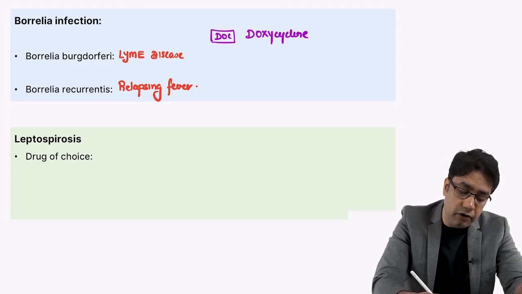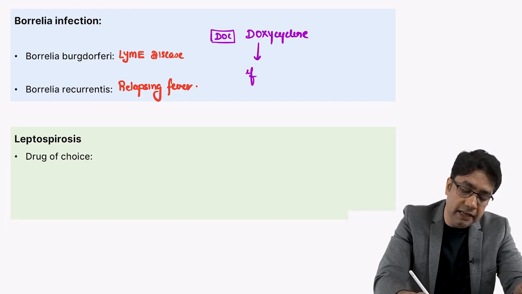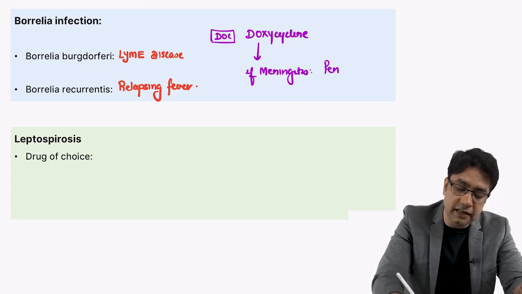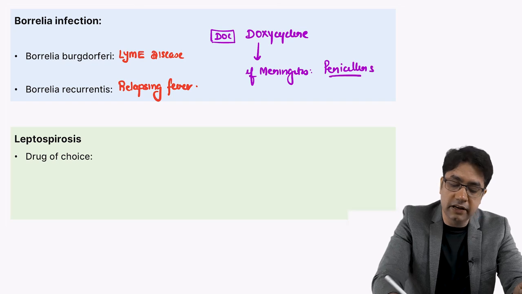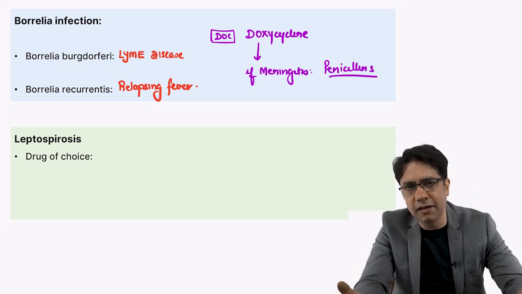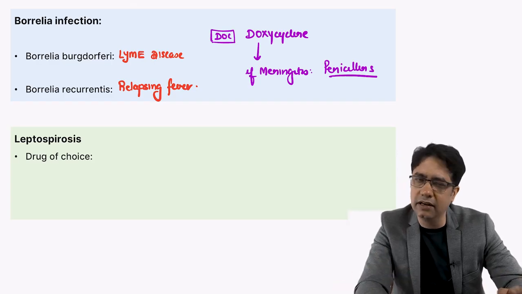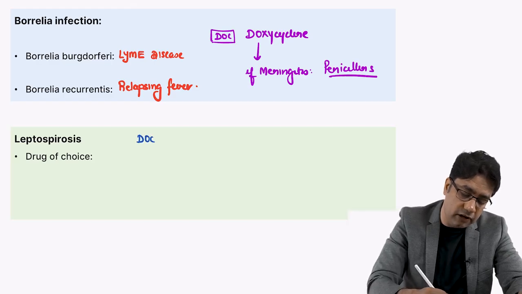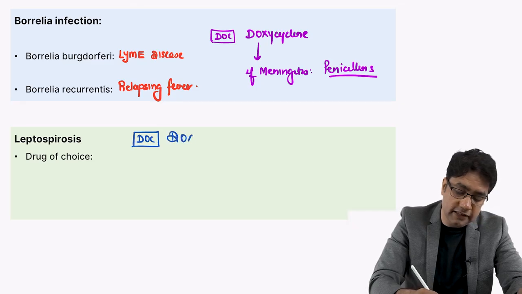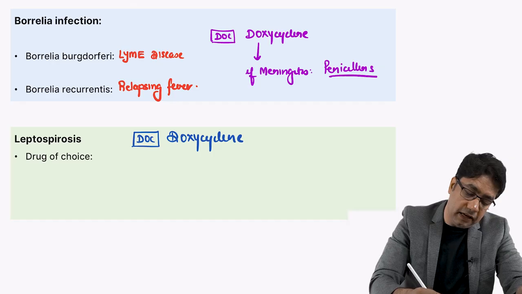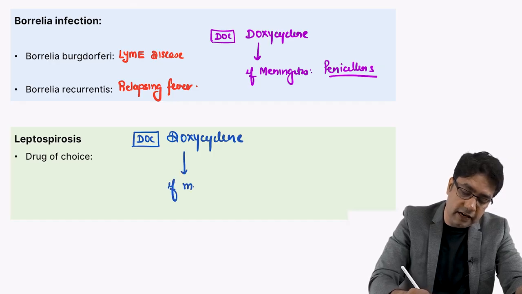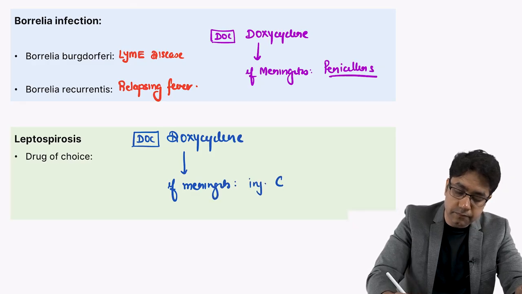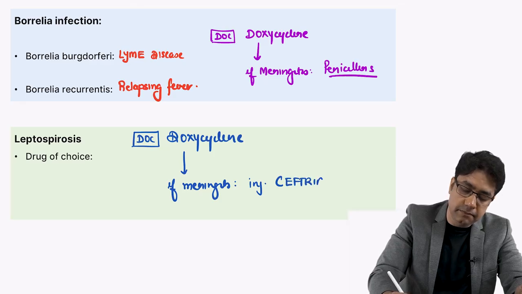But if this Borrelia is producing meningitis, in that case, we have to give penicillin injection. We can give penicillin G, benzathine penicillin, amoxicillin, any type of penicillin. What about leptospirosis? Again, the drug of choice for leptospirosis is doxycycline. But if there is meningitis, we have to add ceftriaxone injection.